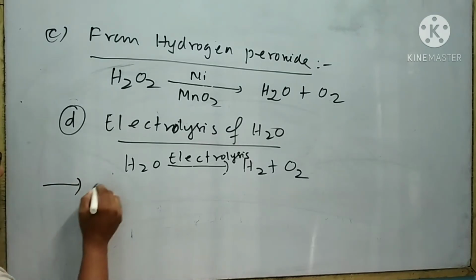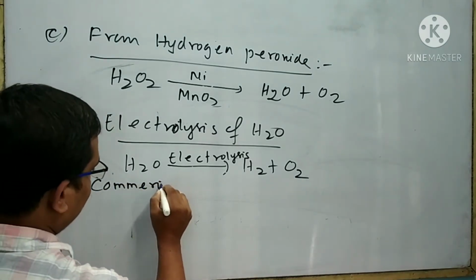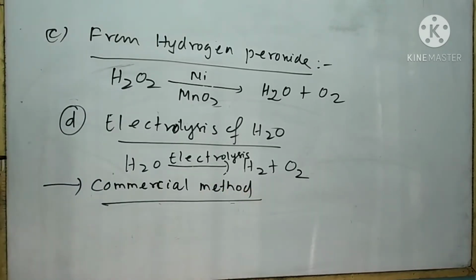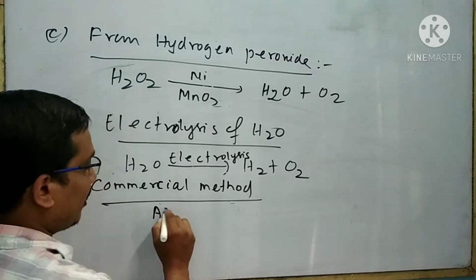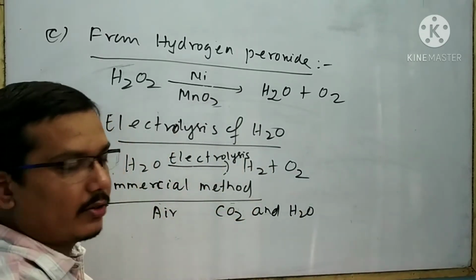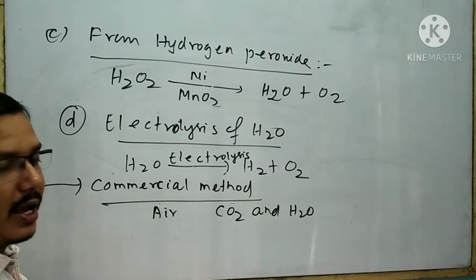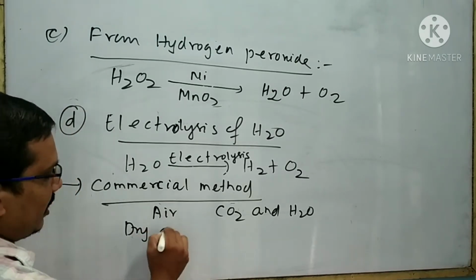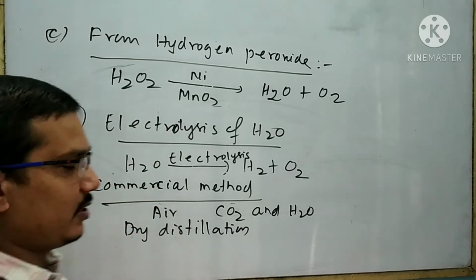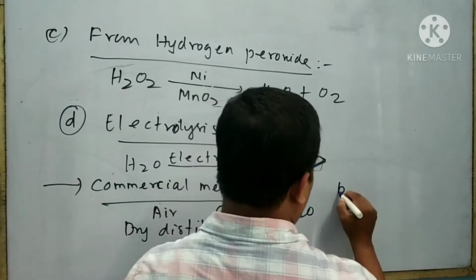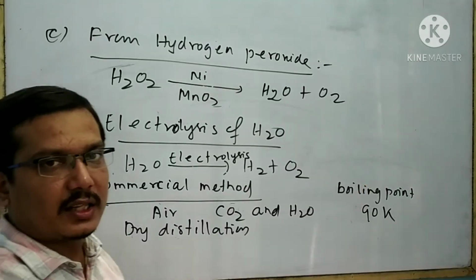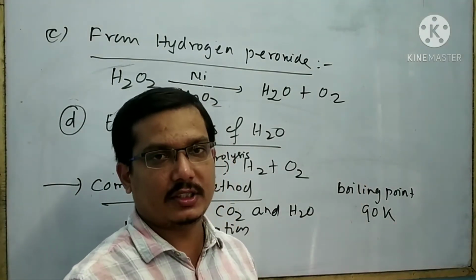Next I will discuss the commercial method of preparation. In the commercial method, air free from carbon dioxide and water is subjected to liquefaction. Then by fractional distillation, dioxygen can be prepared. The dioxygen is left over, with boiling point 90 Kelvin. These are the methods of preparation of dioxygen.